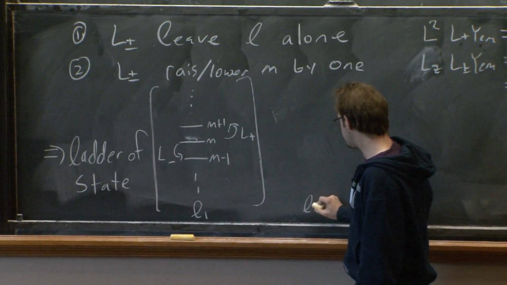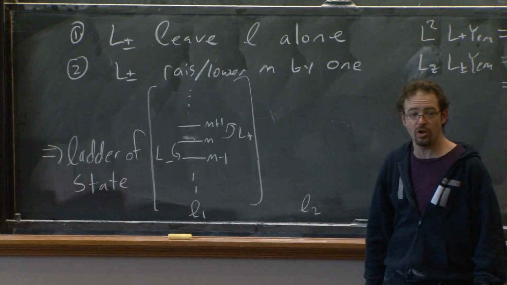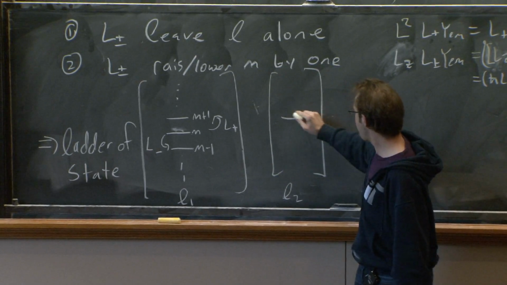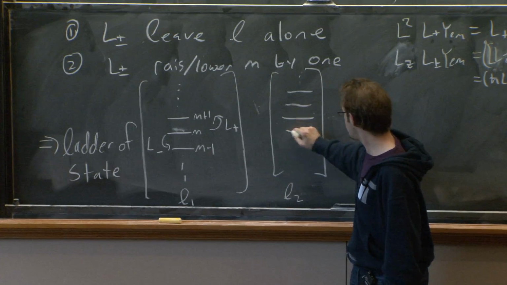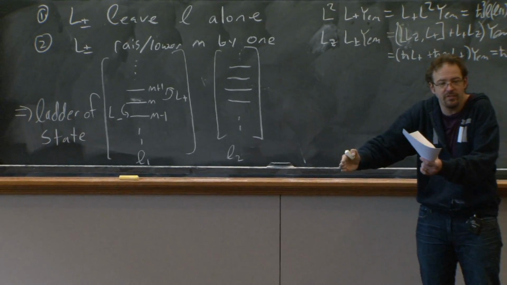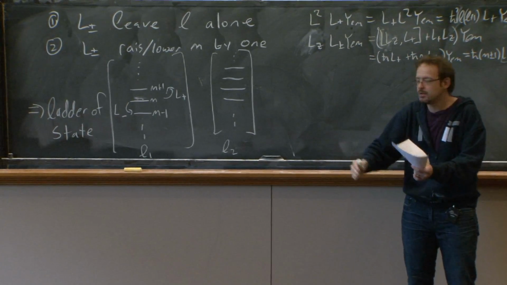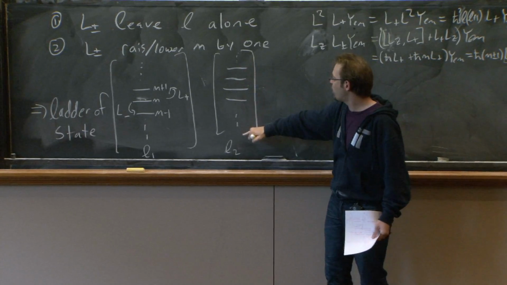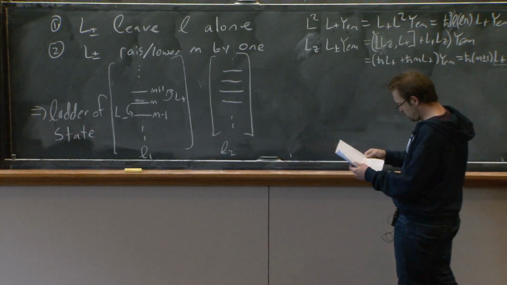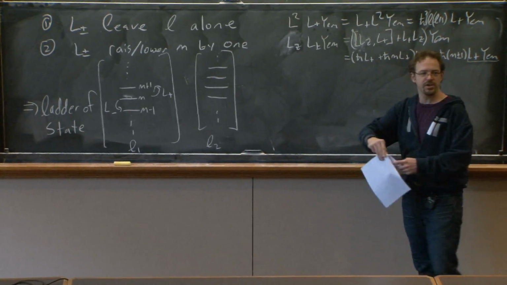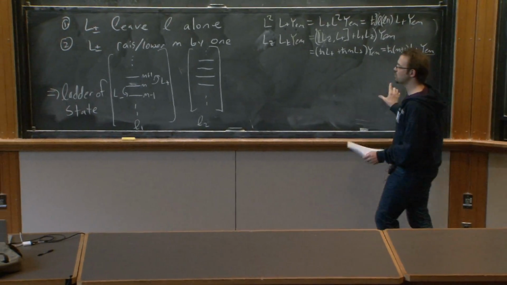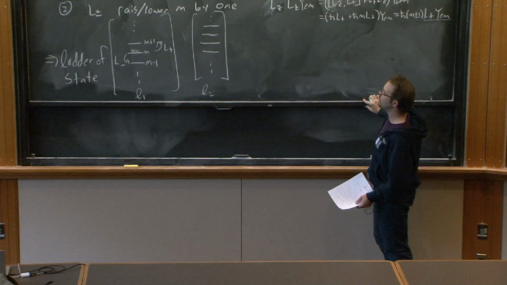And if we have another value, a different value of L, I'll call it L2, we get another tower. Again, m plus 1, m plus 2, dot, dot, dot, minus 1, dot, dot, dot. So we have separated towers with different values of L squared. And within each tower, we can raise and lower by L plus, skipping by 1. OK, questions? So that was basically the end of the last lecture, said slightly differently.